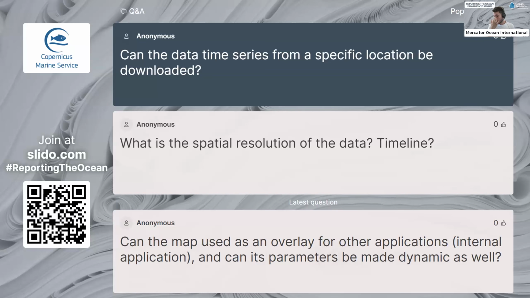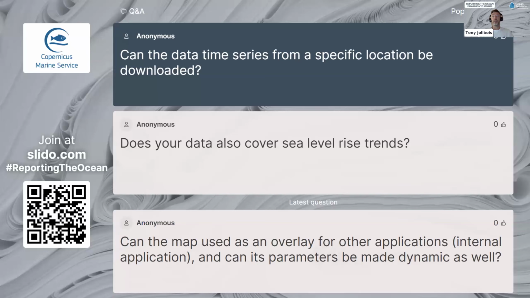Nice. For our next question, can the data time series from a specific location be downloaded? Yeah, definitely it can be downloaded. So you can generate time series on a point, on a line. I could not address all these features during the demo, but you can generate time series on a specific location, on a line, on an area. You can also import your shapefile or GeoJSON to specify an area.